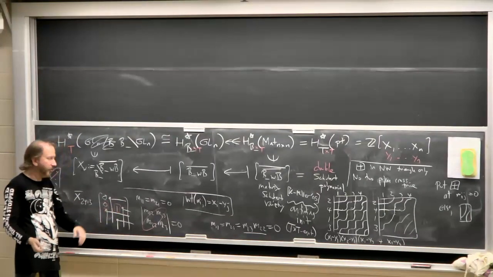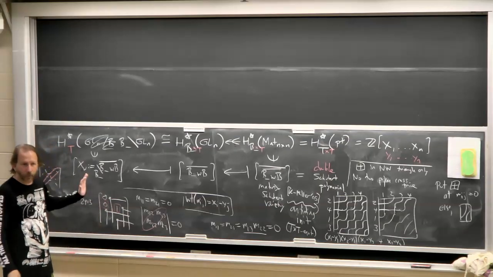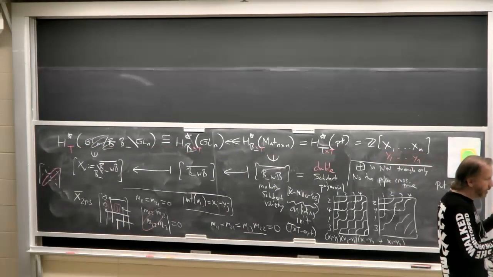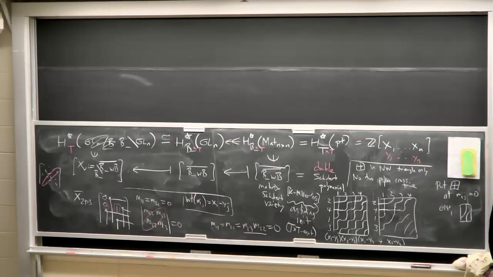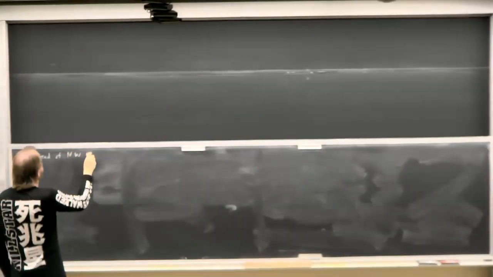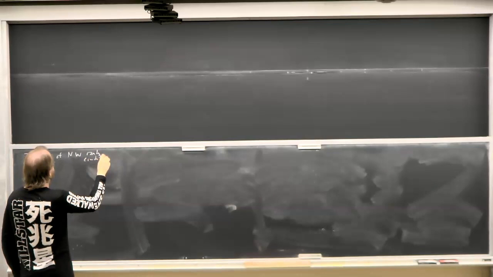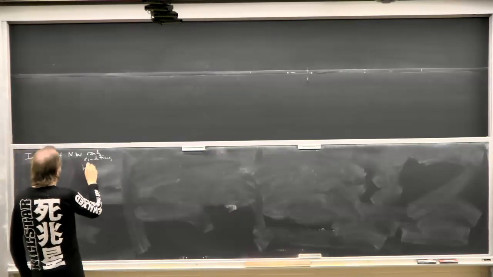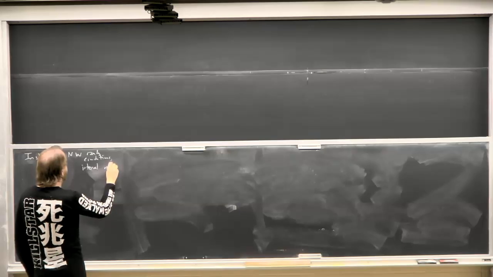So let's think about, instead of northwest rank conditions. Remember, this guy was defined by the northwest 2 by 1 is rank 0. The northwest 2 by 3 is rank 1. And for every northwest i by j, I could have measured the ranks and would have gotten a whole rank matrix. So I want to do something like that. But instead of thinking about northwest rank conditions, look at interval rank conditions.